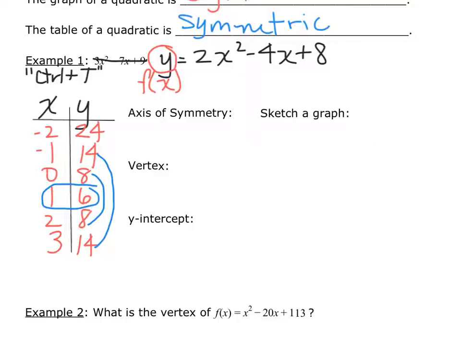Where'd the 24 go? It didn't go anywhere. Where would it go? Well, then if I went down, I could make a prediction here. If I have 4, 24, right? It's going to keep going like that. Is that better? All right, so my vertex is 1, 6.